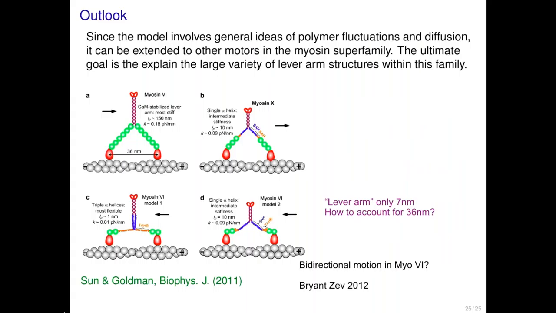Let me see this. This is a picture from Sun and Goldman 6 years ago. Gee, I didn't know it was that long. You can see myosin 5 is 150 nanometers, according to them, which is more or less what was used. Myosin 6, they say, is 1 nanometer. We haven't quite figured out what the lever arm is in myosin 6, actually. I mean, people have it, we haven't.